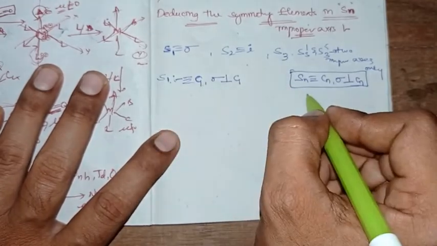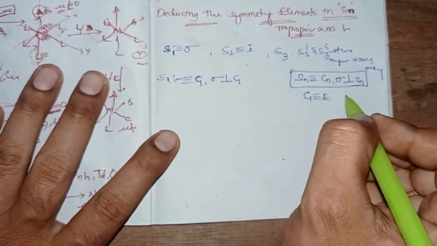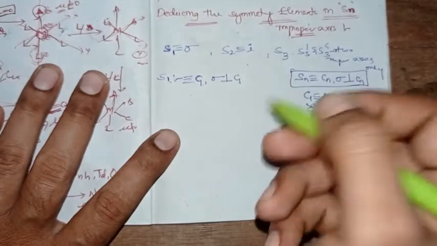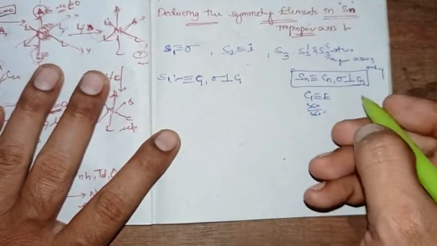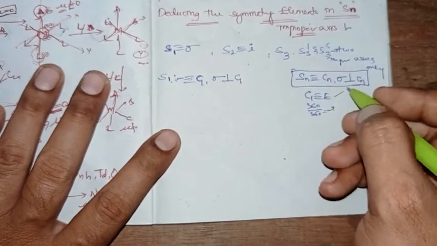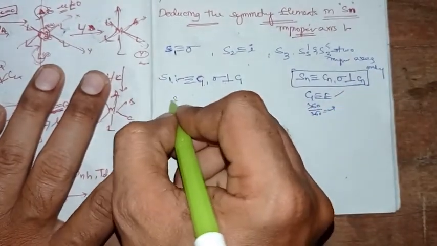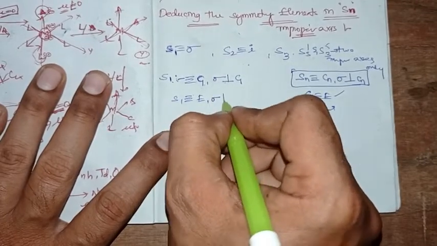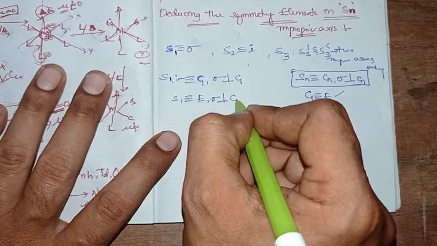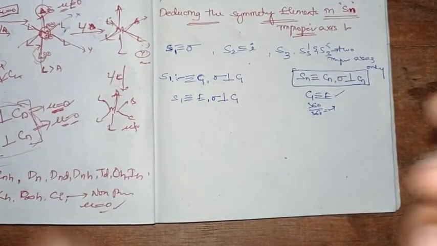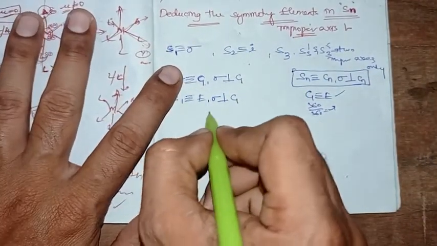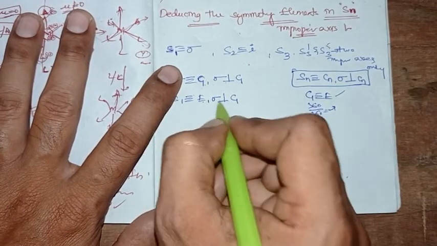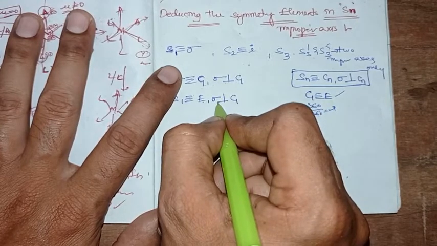So here we know that C1 is equivalent to E, right? C1 is nothing but 360 by 360 degrees, which is nothing but doing a rotation of 360 degrees. Doing a rotation of 360 degrees is nothing but identity, right? So S1 can be equivalent to identity followed by sigma perpendicular to the axis, so we are doing identity followed by a plane of symmetry.